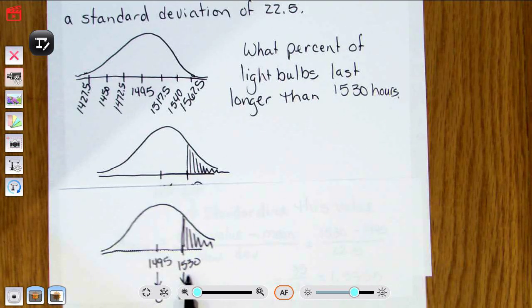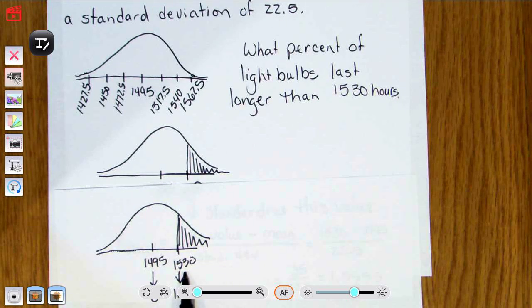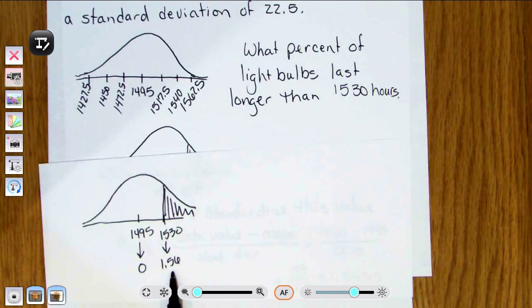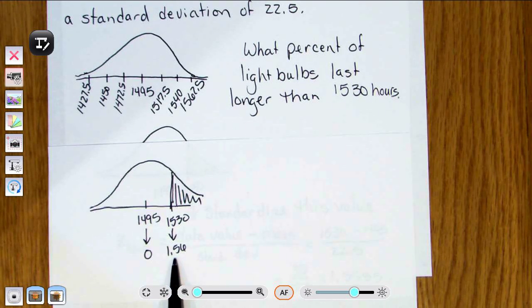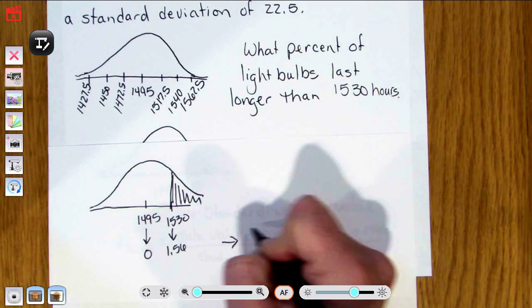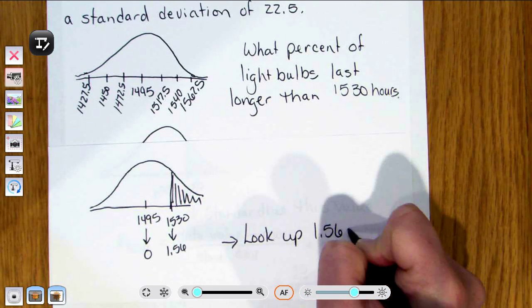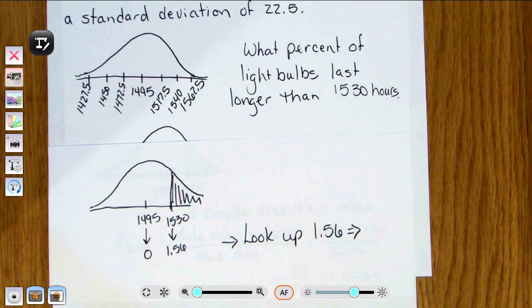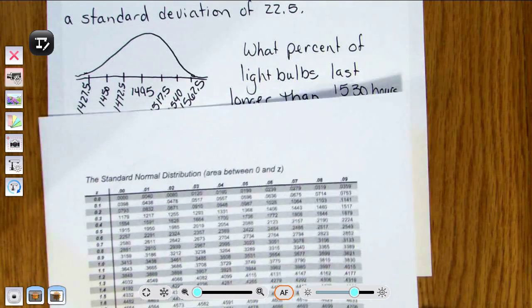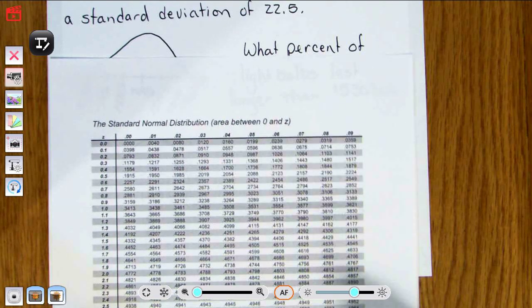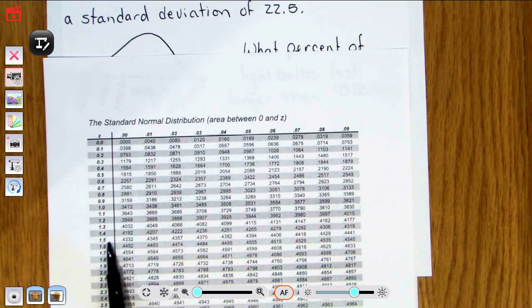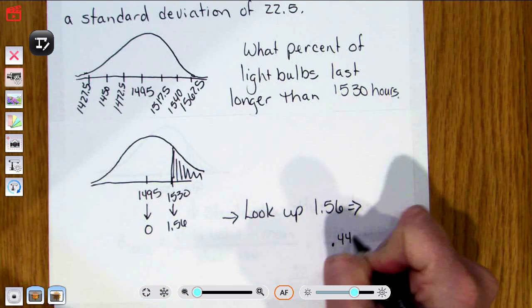Now, instead of having new tables for every single situation, I can use the standard normal curve that I learned in the last video, and I can look up the 1.56. Here's that standard normal table. I go to 1.5, go over to the 6, and I get 0.4406. So I'm going to write that down, 0.4406.